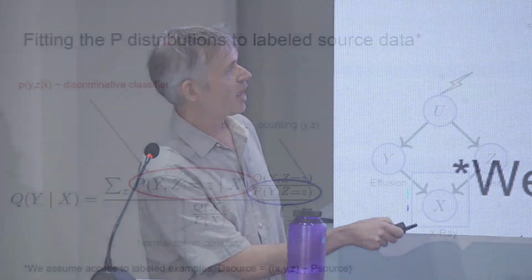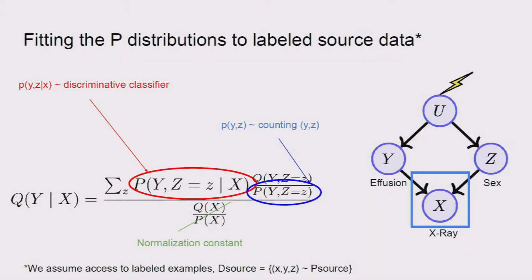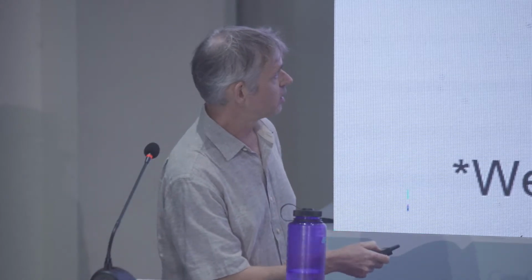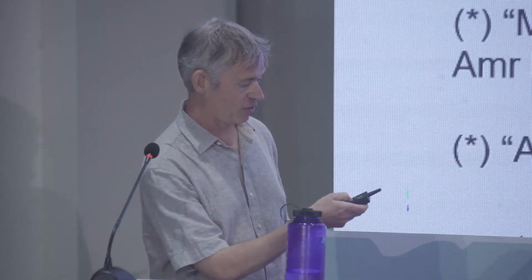Okay, so how are we going to estimate this term in pink? If we can estimate this term in pink, then we can just plug it into this equation, and we're done. And if our assumptions are correct, then this will be the optimal thing to do. So how do we estimate this term in pink?